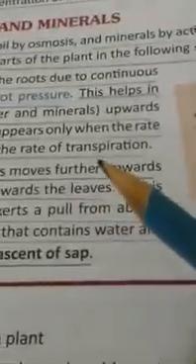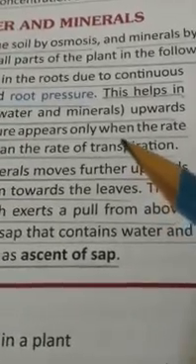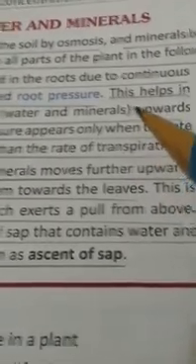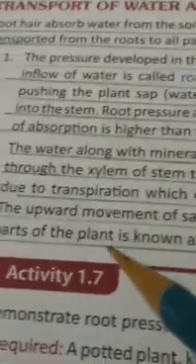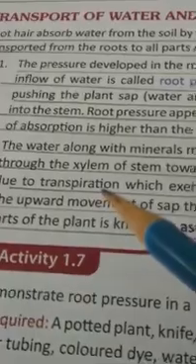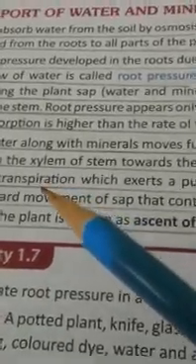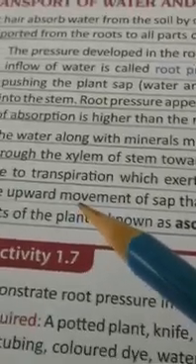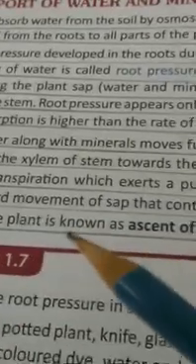Now what is transpiration? Transpiration is the evaporation of water from the leaves of the plant. Now we have also seen that the water and minerals will move through the xylem of the stem towards the leaves of the plant, and that takes place when the transpiration is going on. So this upward movement of the sap that contains the water and minerals to different parts of the plant is called ascent of sap.